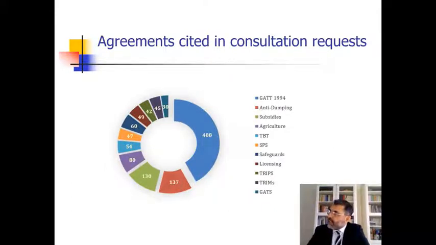Okay, but this doesn't mean that the cases that involved claims under the GATT were limited to GATT claims. Actually, what you see in practice is that although a dispute is mainly, when you look at the substance, an anti-dumping dispute, for instance, or a subsidies dispute, or an agriculture dispute, it may also contain certain claims raised under the GATT 1994. This is the reason why you have the GATT 1994 at the top of the list here.